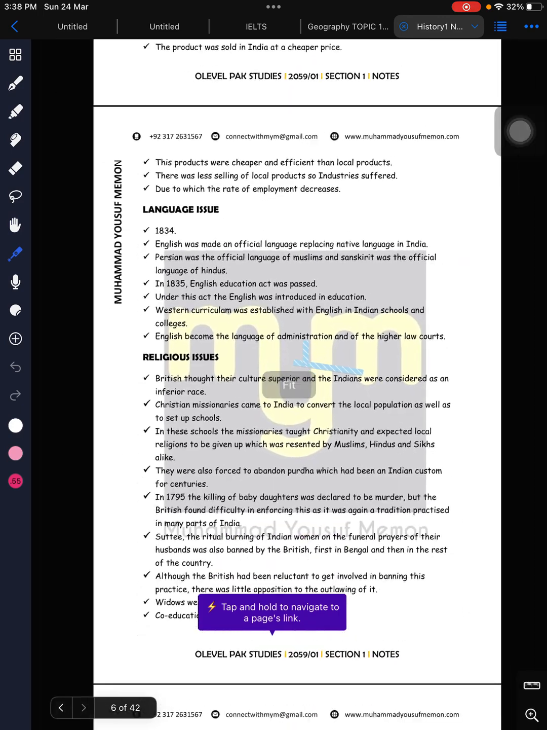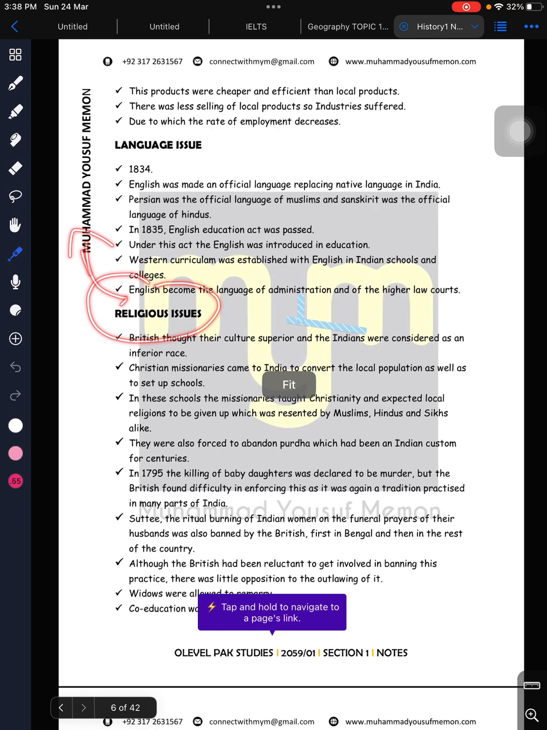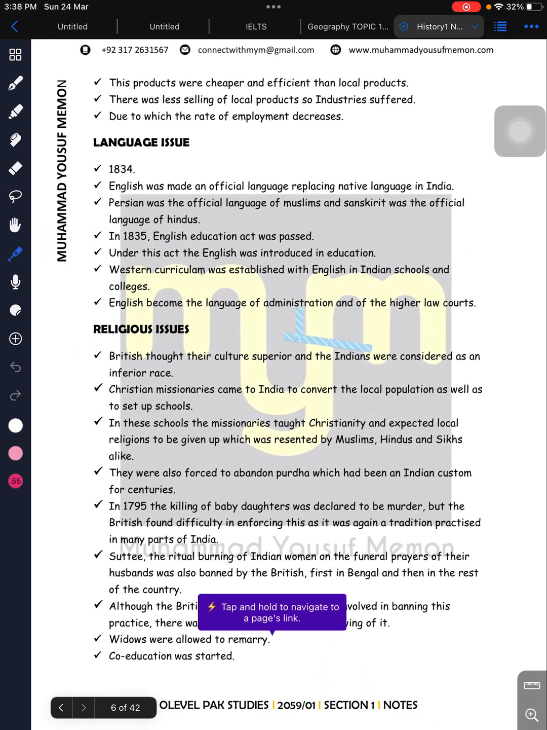These were some of the language issues. Then we had some religious issues. क्या थे हमारे पास? उसके बाद, the British thought that their culture, अब British used to always think of themselves as a culture and the Indians as an inferior race.